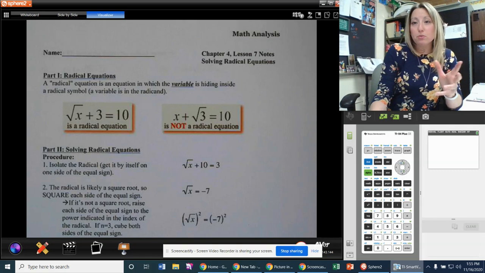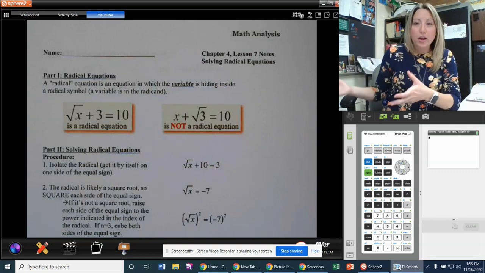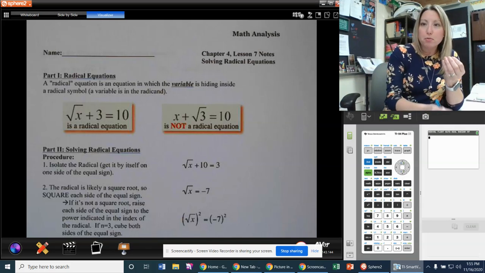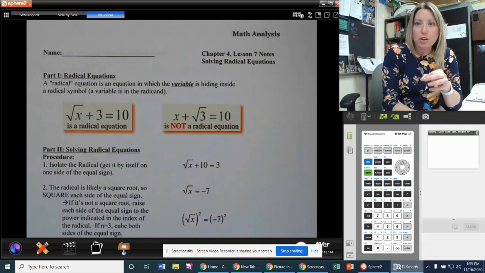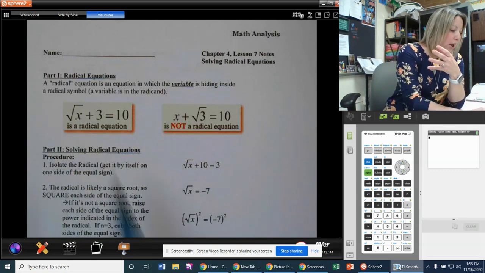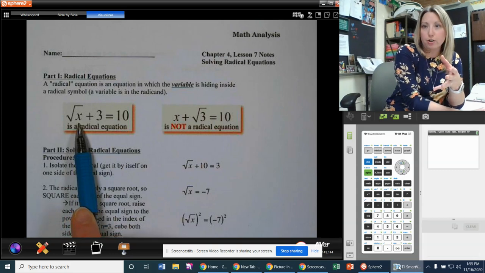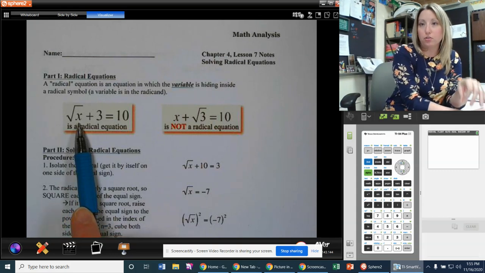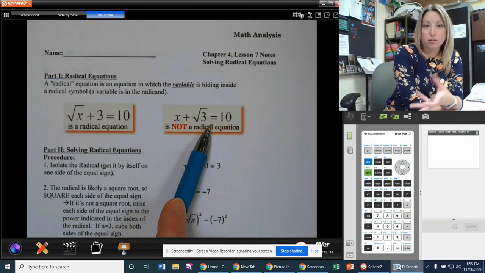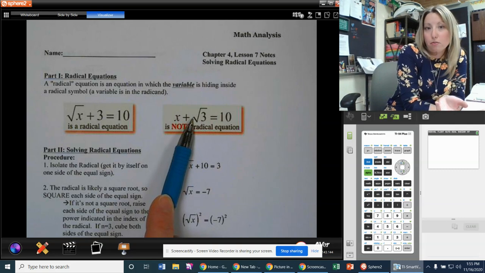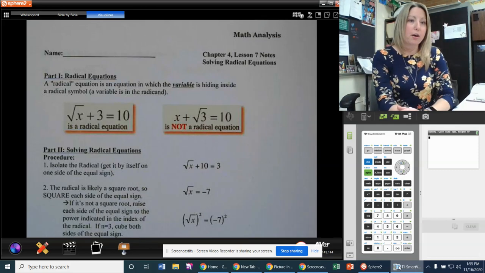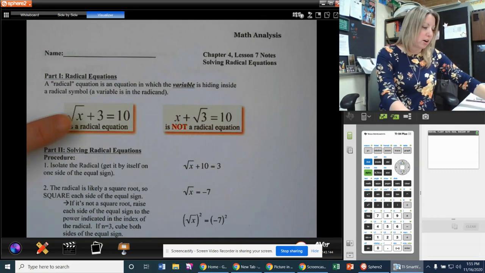Specifically, there could be a radical in an equation, but it's not a radical equation unless it's the variable that's underneath the radical. So when I talk specifically about radical equations, I'm talking about when there is an x or whatever your variable is that's actually stuck under the radical, and what do we do about it? Okay, this is not considered a radical equation. This is an equation where I can solve for x, but it's not stuck under a radical. Okay, so this is the kind of equation I'm talking about.